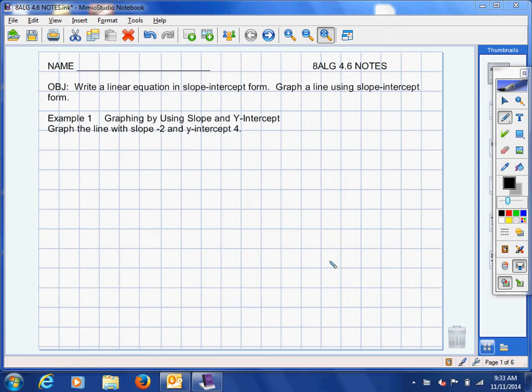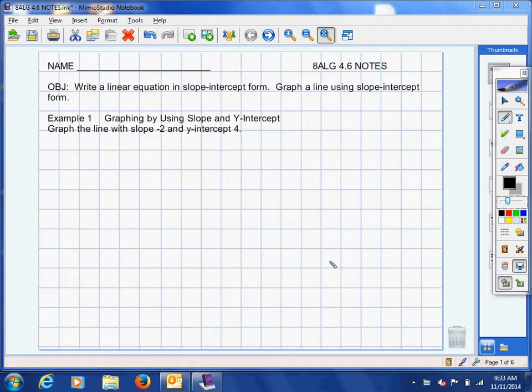We're going to do section 4.6 today, and we're going to focus on example 1. Our goal today is to learn how to graph using just the slope and the y-intercept when they've been given to us. So let's jump right in to example 1. We're going to graph the line that has a slope of -2 and a y-intercept of 4.